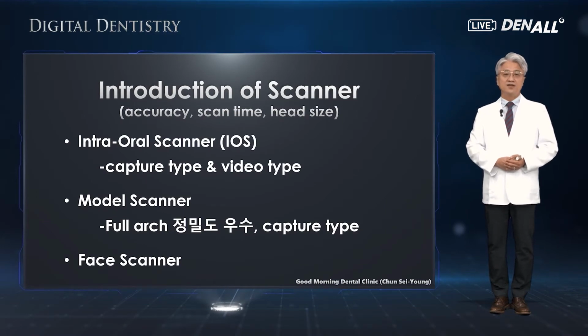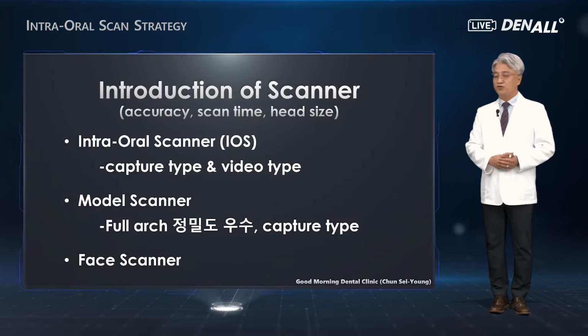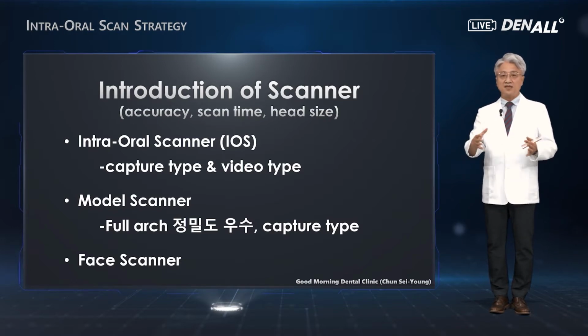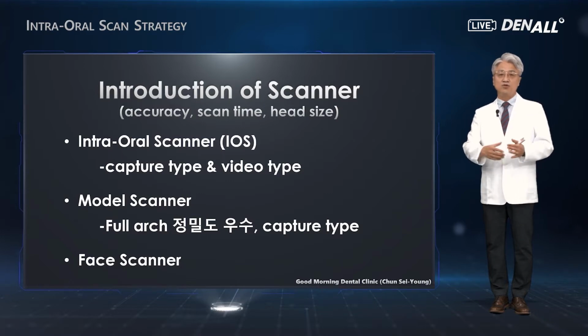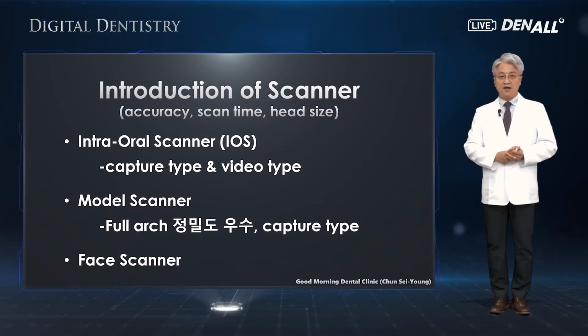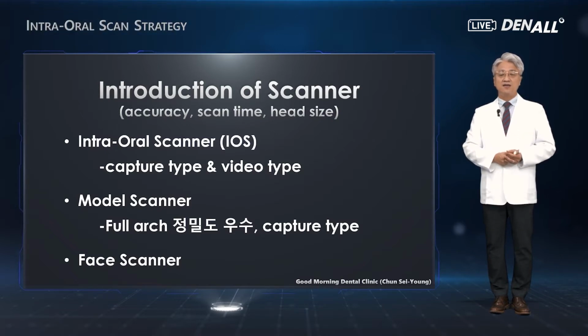First, the intraoral scanner. There are two types, capture and video types. We used to use the capture type. That's the conventional type, but the video type is more precise. So such intraoral scanners are being developed a lot and applied clinically. The video type is the more precise scanner. A full mouth or big area can be scanned, and the model is prepared for the scanning.